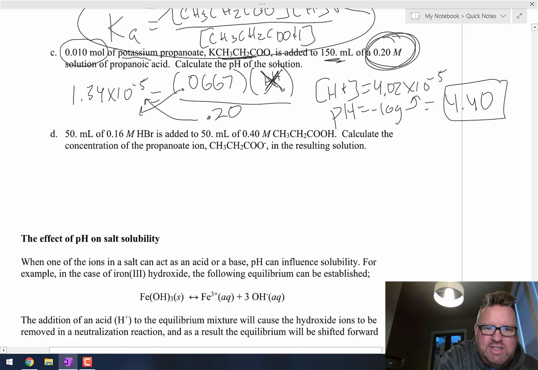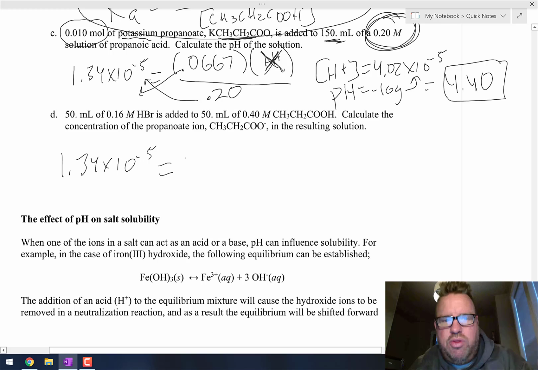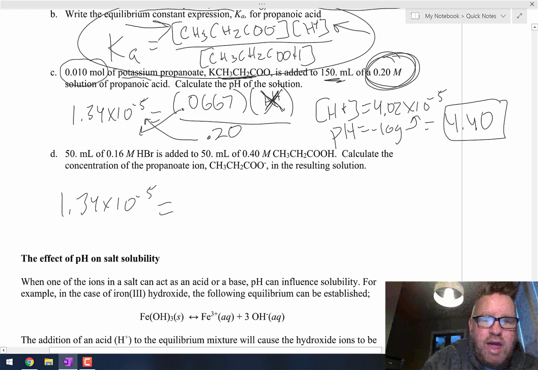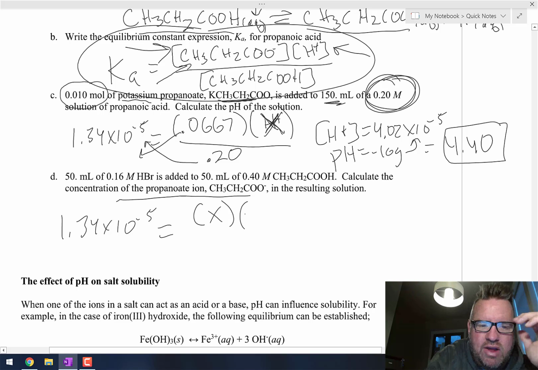We've still got the same Ka value, 1.34 times 10 to the minus fifth is going to equal, and just go through it one by one here, guys. The first one is, what's the concentration of the conjugate base? Well, that's what they're asking us for. Calculate the concentration of the conjugate base. So we're going to put X in for that. Okay, what is the hydrogen ion concentration?